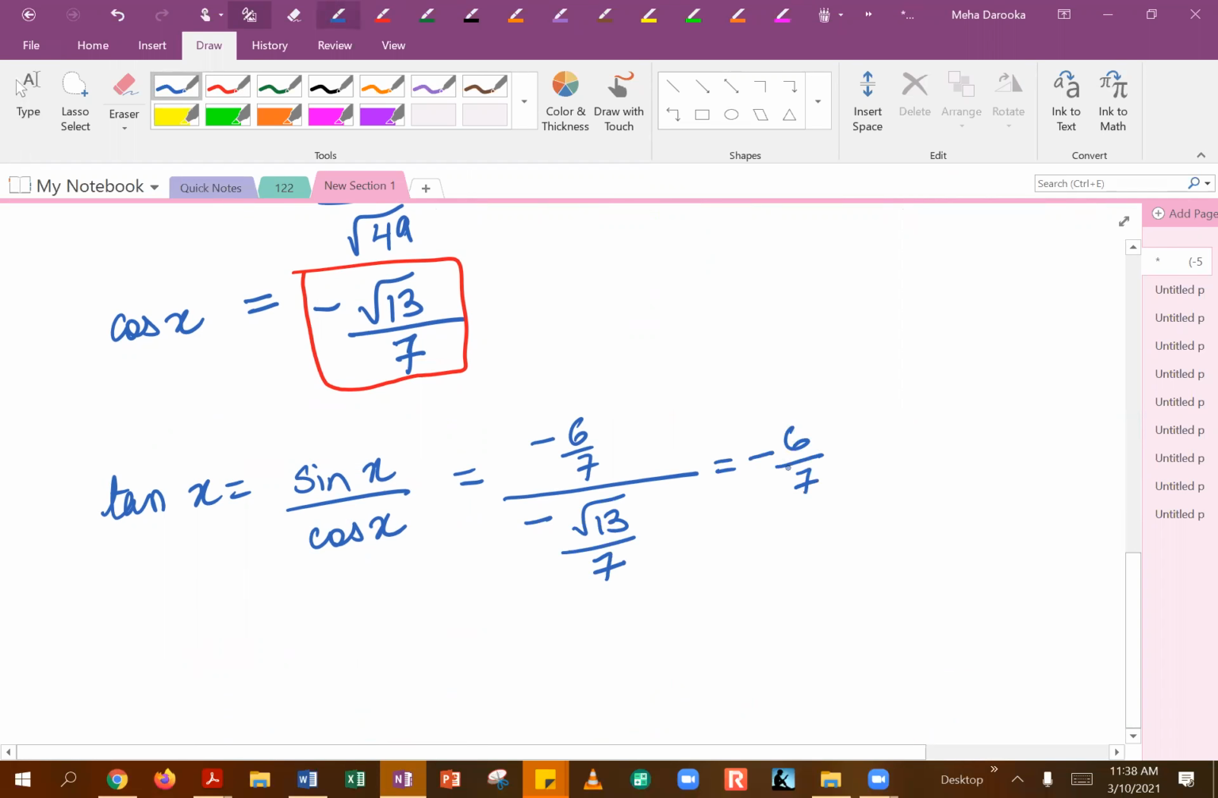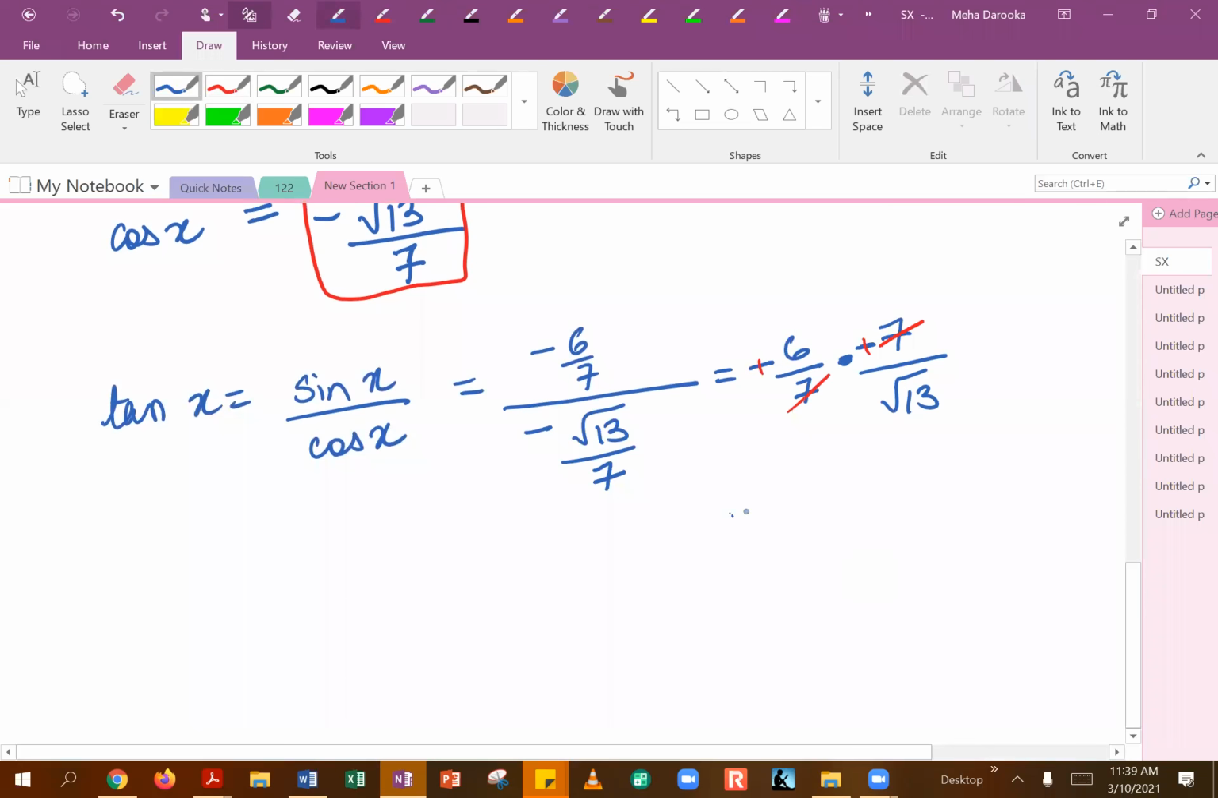The fraction on the numerator stays the same. Then we change division to multiplication and invert the bottom fraction. So this guy will now become 7/√13. And, of course, it has a negative sign. So negative times negative will become positive. And we know our tangent function has to be positive. Your sevens will cancel out. And this will leave us behind with, let's see, +6 on the top, +√13 on the bottom.